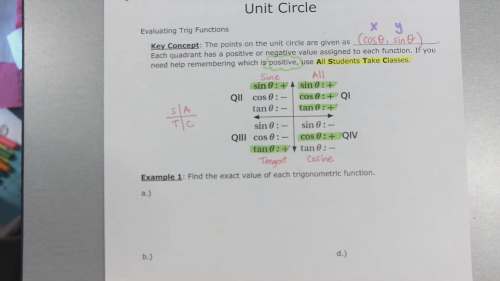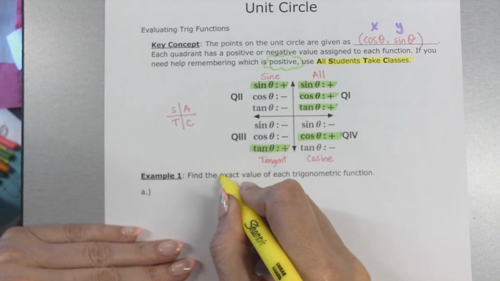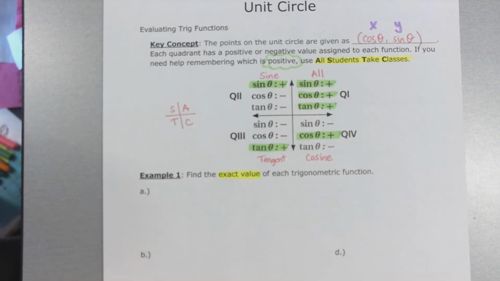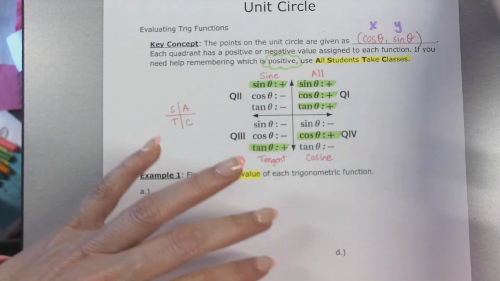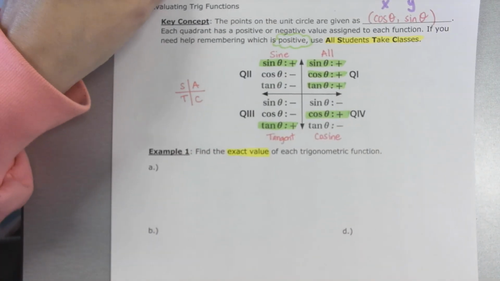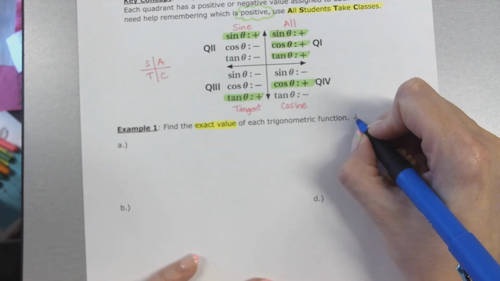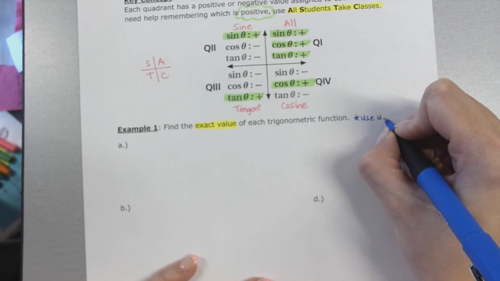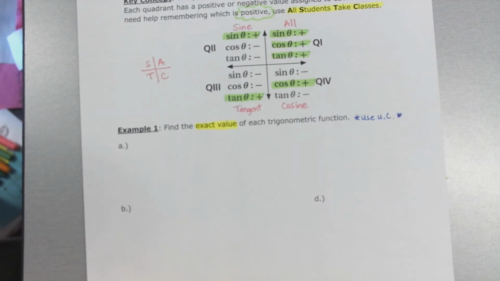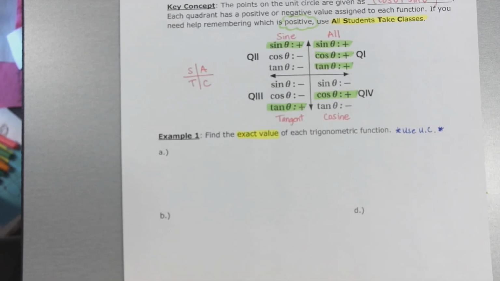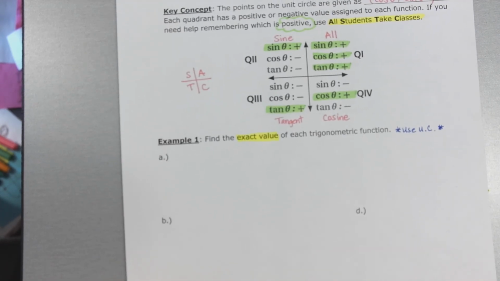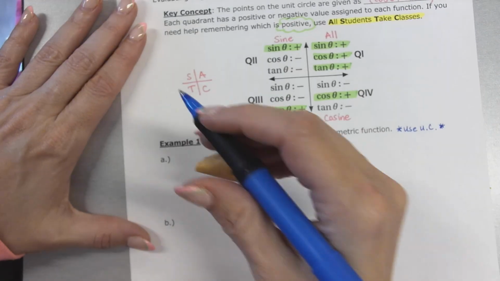All right, so we're going to use our unit circle to find the exact value, which means we aren't going to be using our calculator. We're not going to use any decimals. Okay, we are going to be using our unit circle for this. Okay, so we're going to use the UC. That is the unit circle. Okay, and we're just going to do A and B today.